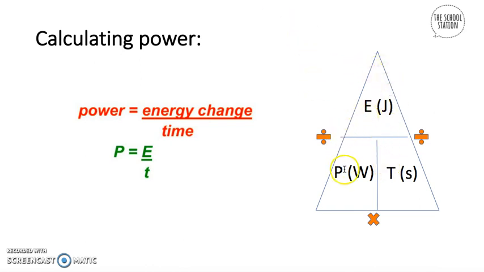So for example, if you want to try to find power, you would cover this side and you would do E divided by T, which is the regular formula. But sometimes if they ask you to find the energy change and you have the power and time, then you have to cover this up, so you will have to do power times time. So this triangle is really helpful to remember because you can basically just cover up the thing that you're trying to find, and you can see whether you have to divide or multiply the things that you have already.